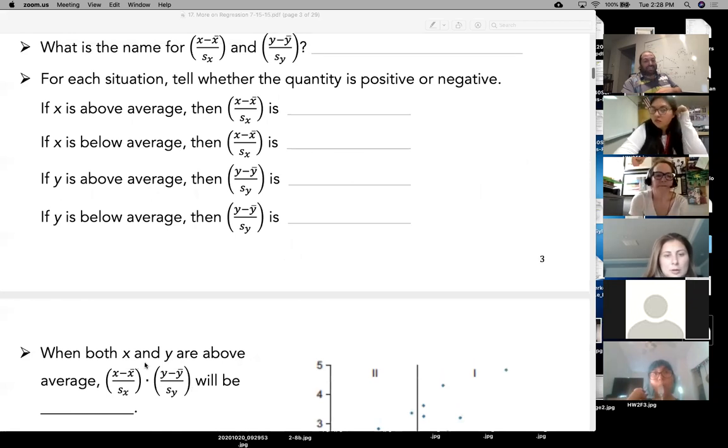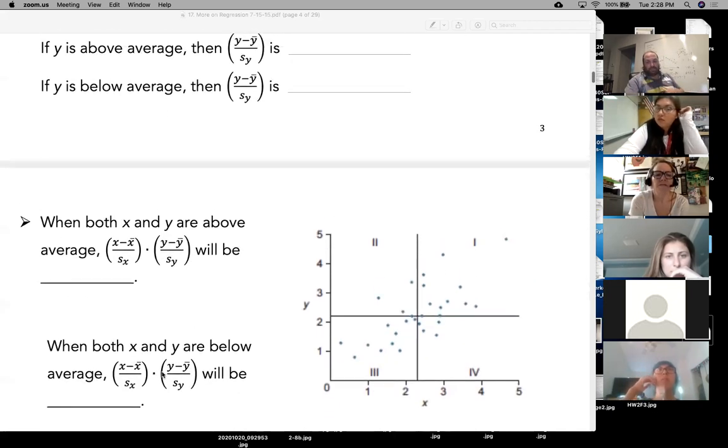Now, when x and y are both above average, then when I multiply them, what's it going to be? Positive, because a positive times a positive is positive. Exactly. And if they're both below average, then what's it going to be? It would be positive. If they're both below average, they're both negative, and two negatives multiplied are a positive.